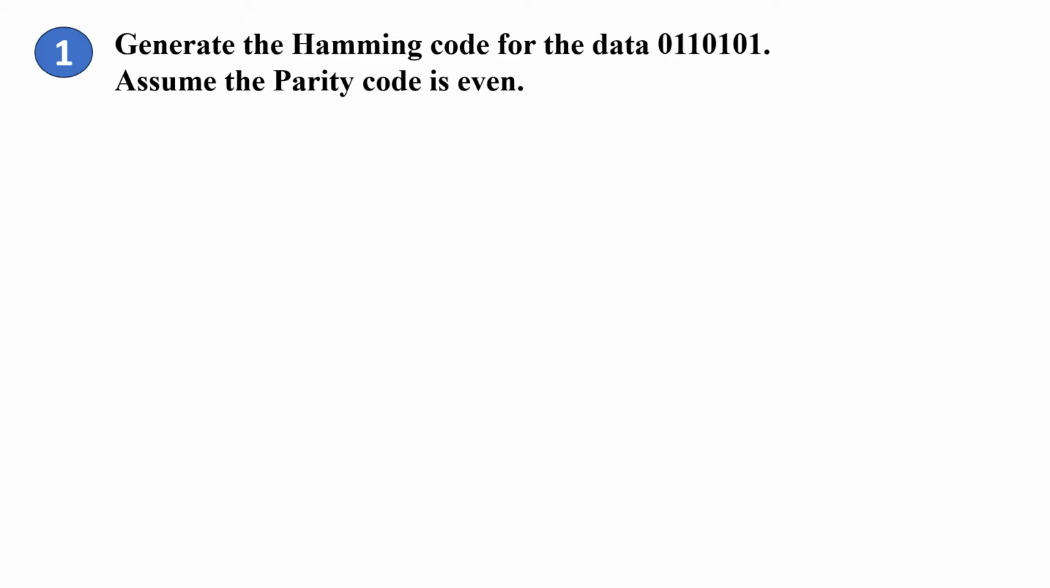Problem 1. Generate the Hamming code for the data 0110101. Assume the parity code is even. So for this data, the data length is 7, and the number of parities used is 4. So 4-bit parity we will use here. 7 plus 4 is equal to 11, so the Hamming code will be of length 11.